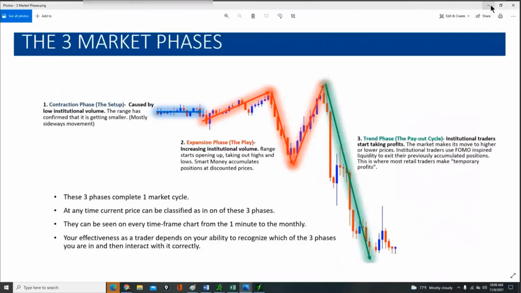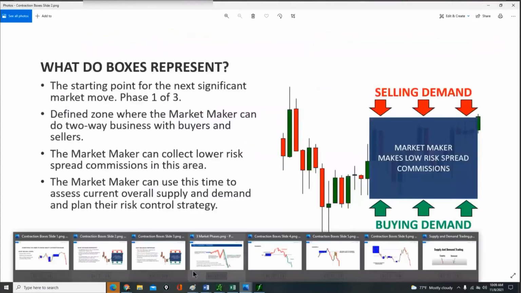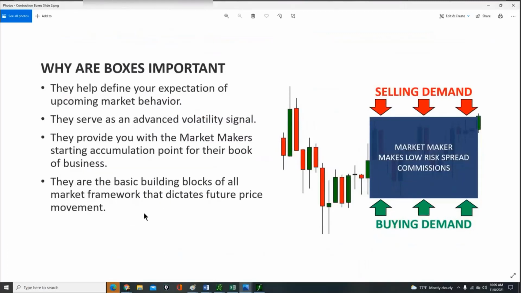I've got some good stuff. Okay. Why are they important? They help define your expectation of the upcoming market behavior. They serve as an advanced volatility signal, which we know because we got the squeeze. They provide you with market makers' starting accumulation point for their book of business. This is the setup of the market. They're the basic building blocks of all of the framework that I'm going to be talking about.